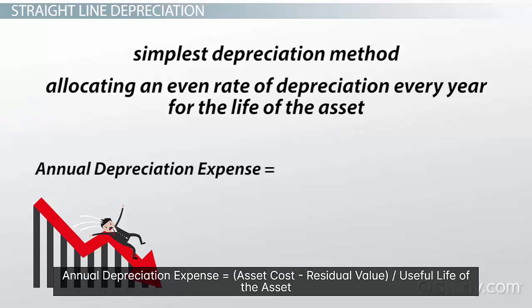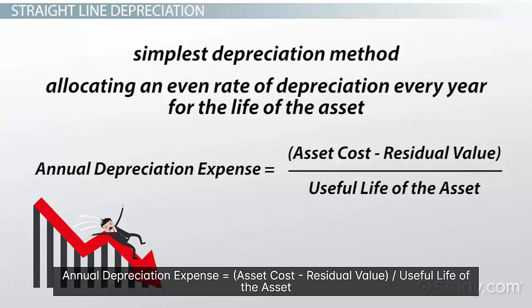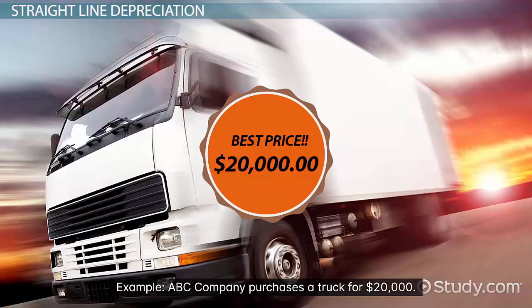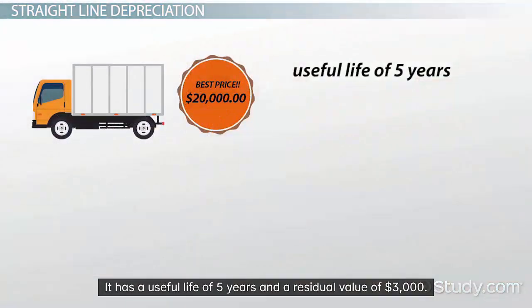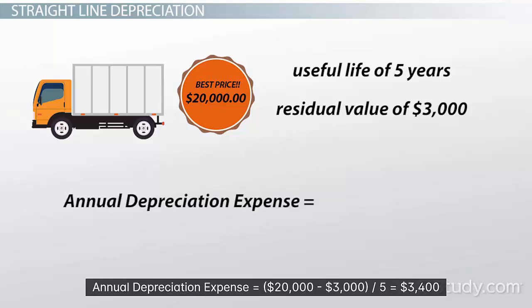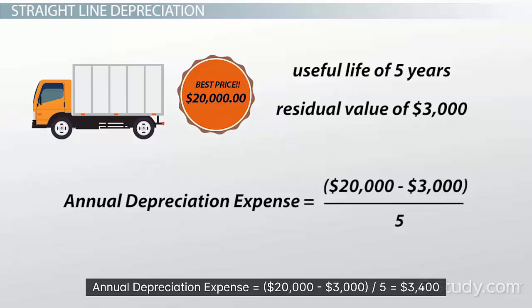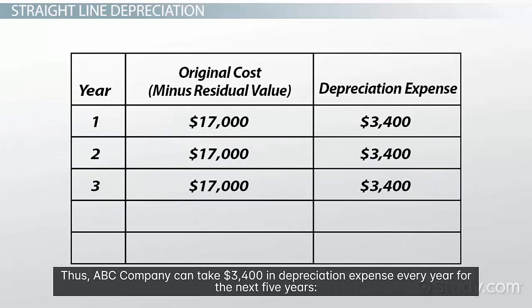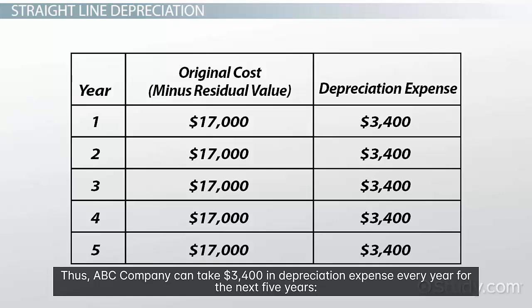Annual depreciation expense equals asset cost minus residual value over useful life of the asset. Example, ABC Company purchases a truck for $20,000. It has a useful life of 5 years and a residual value of $3,000. Annual depreciation expense equals $20,000 minus $3,000 over 5 equals $3,400. Thus, ABC Company can take $3,400 in depreciation expense every year for the next 5 years.